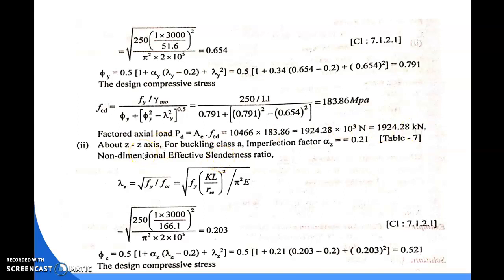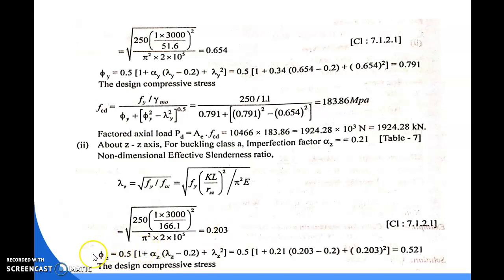In the second part, we need to calculate the value of PD while the I section is buckled about the ZZ axis. In a similar process, first of all, to find out the FCD, we have to calculate the phi value as well as the lambda value. Lambda equals the square root of Fy by FCC, and here also we put the value of FCC directly in the formula of lambda. Here in the slenderness ratio we put RZZ, that means the radius of gyration along the ZZ axis. By putting the values, we can find out lambda as 0.203.